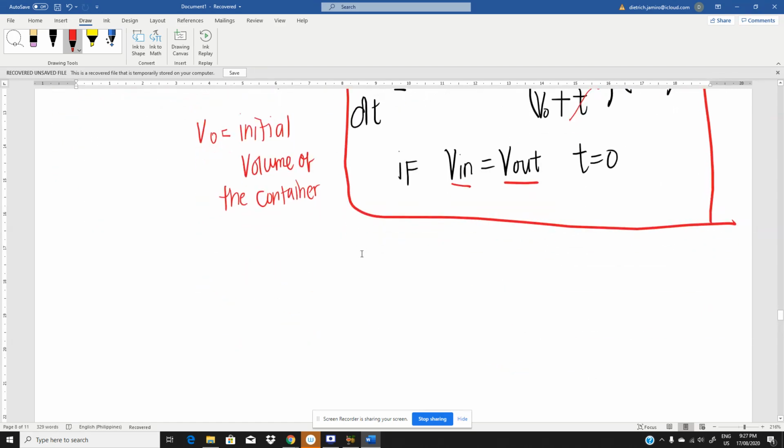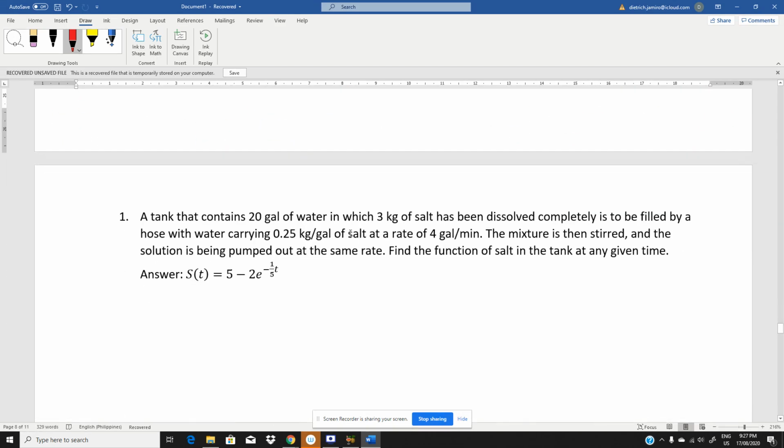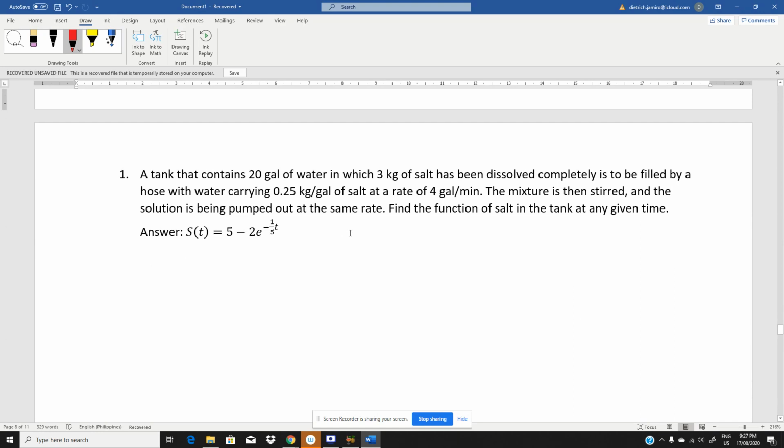So now let's try our example number 1. We are given that a tank that contains 20 gallons of water in which 3 kilograms of salt has been dissolved completely is to be filled by a hose with water carrying 0.25 kilograms per gallon of salt at a rate of 4 gallons per minute. The mixture is then stirred and the solution is being pumped out at the same rate. We are asked to find the function of salt in the tank at any given time.